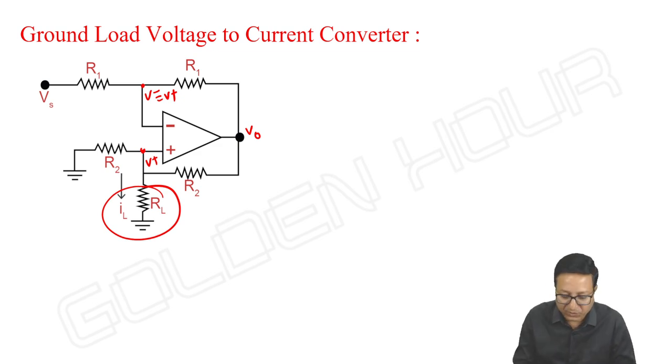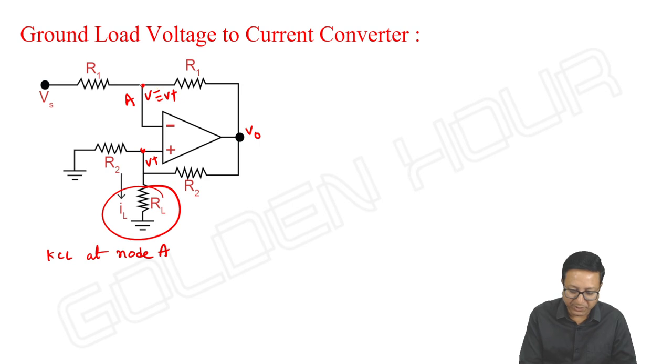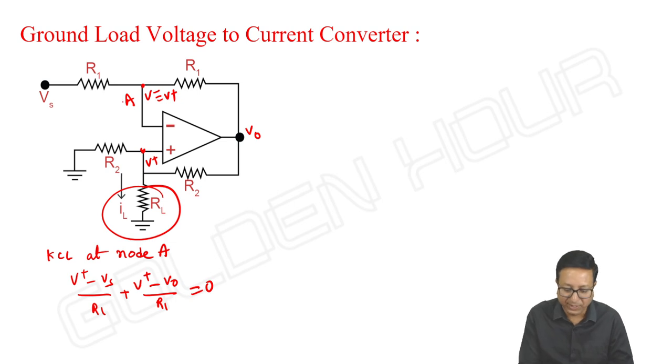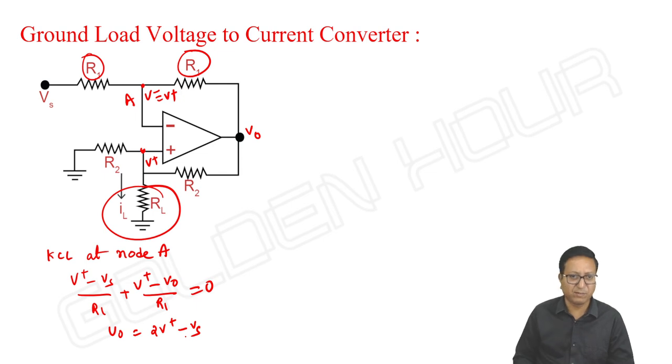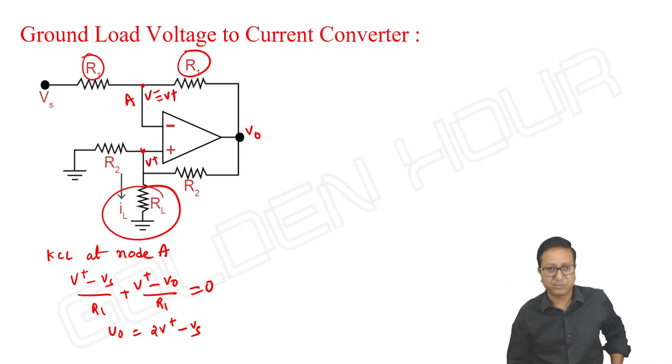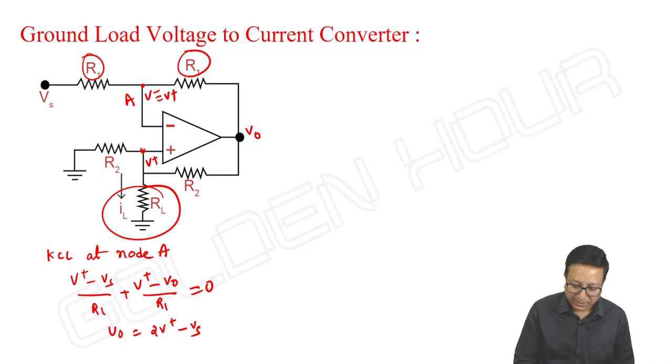Let me take this as node A. KCL at node A: V plus minus Vs by R1, plus V plus minus V output by R1, is equal to 0. You see, these two resistors are equal. So R1 cancels. So V output is equal to 2V plus minus Vs. We can keep it aside. Next, let me take this as node B. KCL at node B.